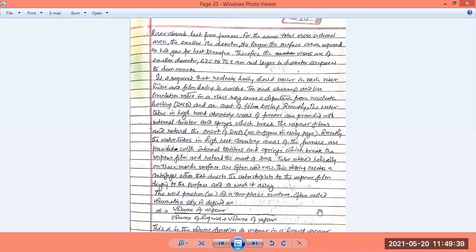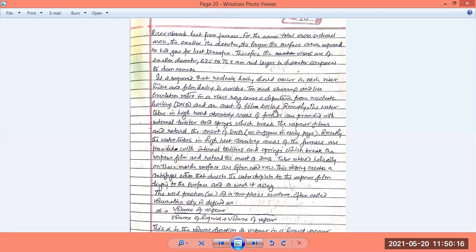Now, what is happening here? Nucleate boiling should occur in each riser tube, and film boiling is supposed to be avoided. Too much steaming and a low circulation ratio in a riser may cause a departure from nucleate boiling and an onset of film boiling. Nucleate boiling means that bubbles or droplets of steam come out with the boiling water itself, and this is preferable.